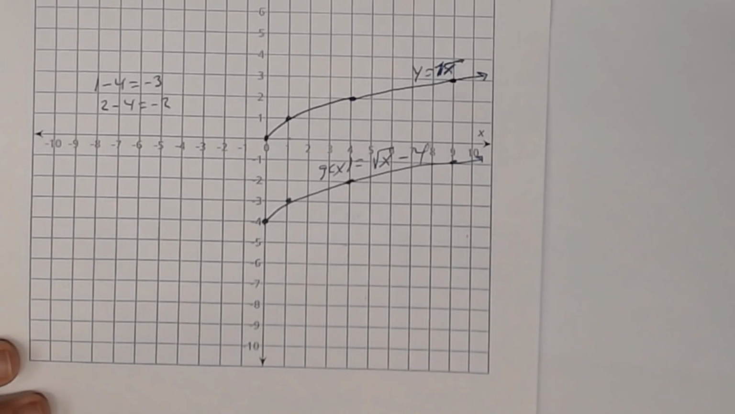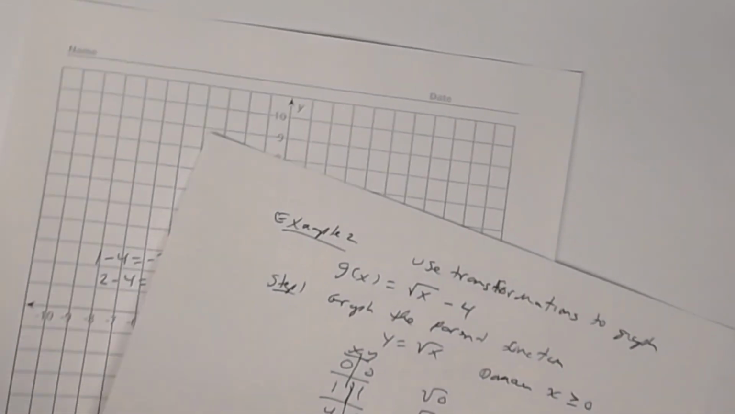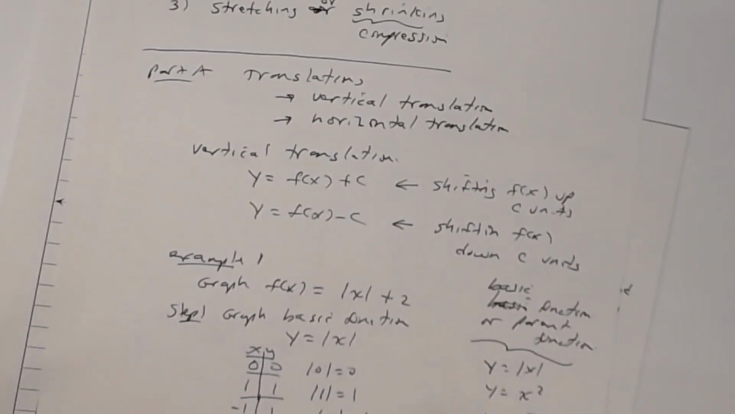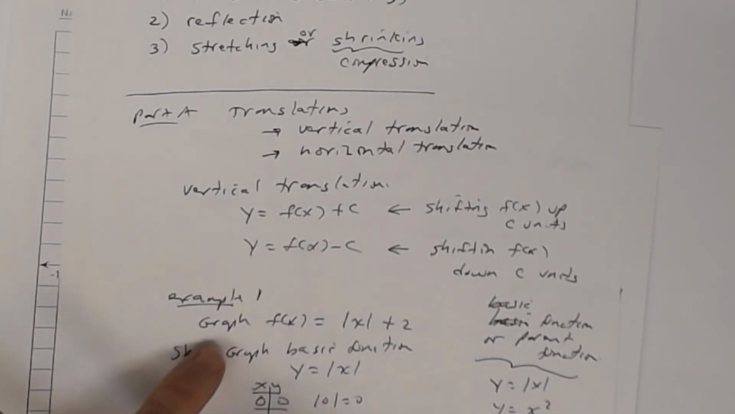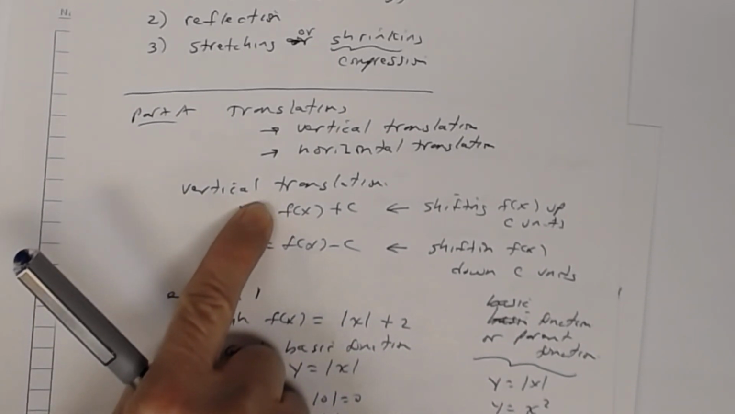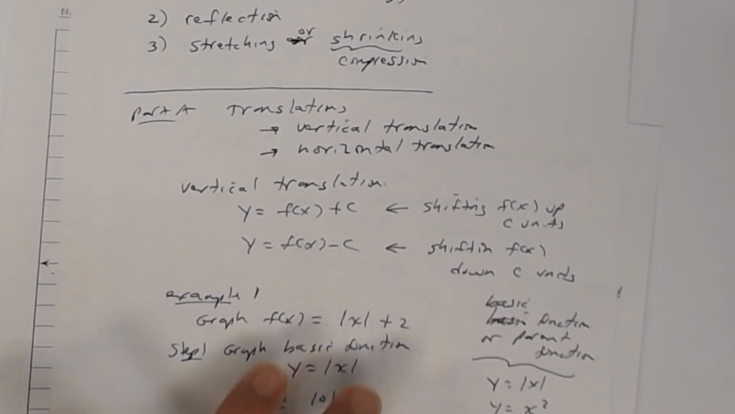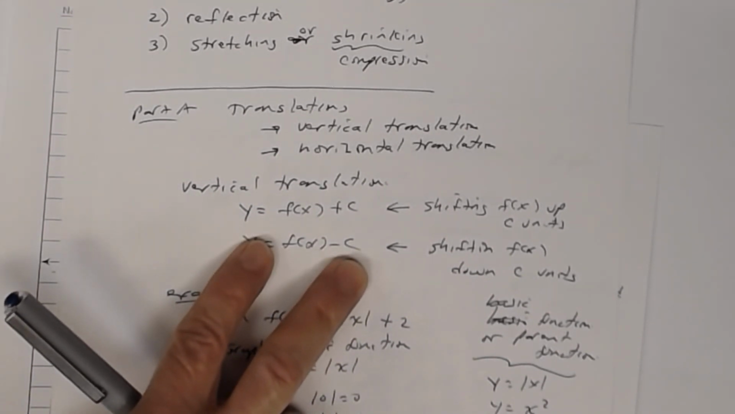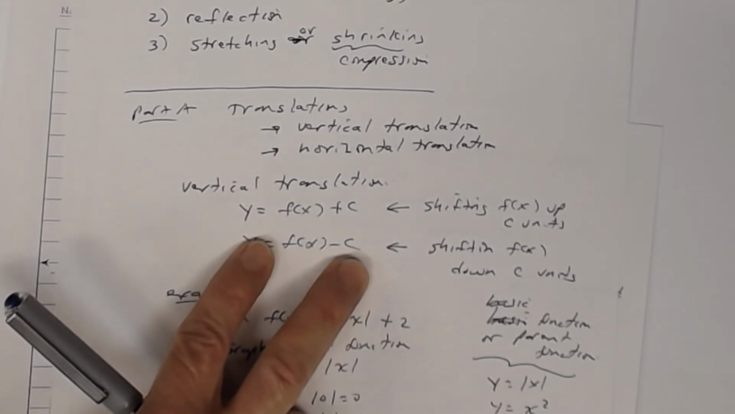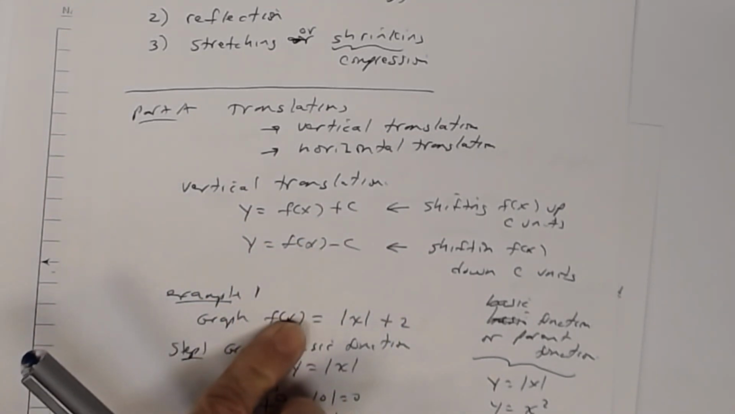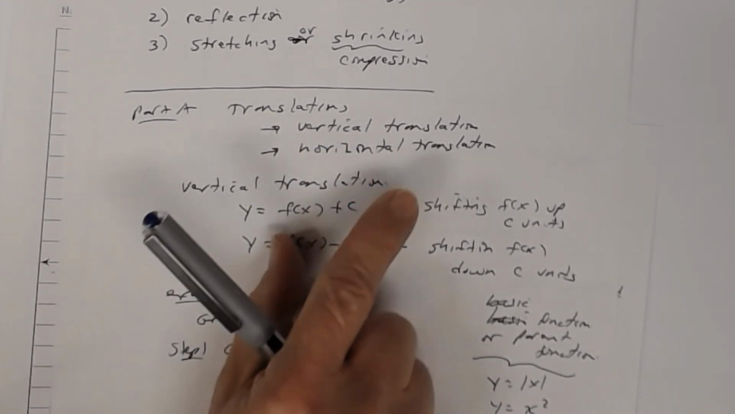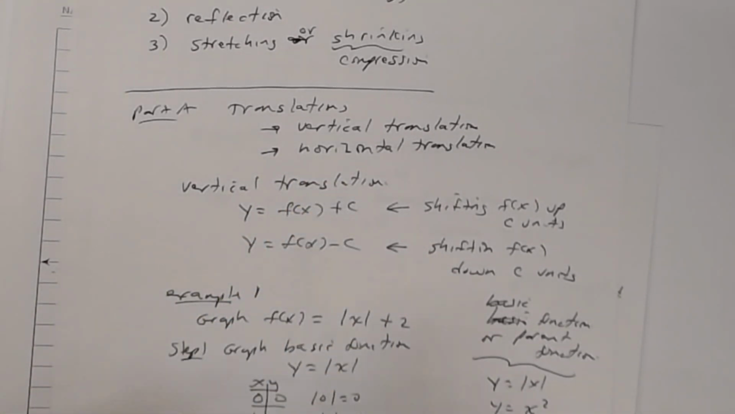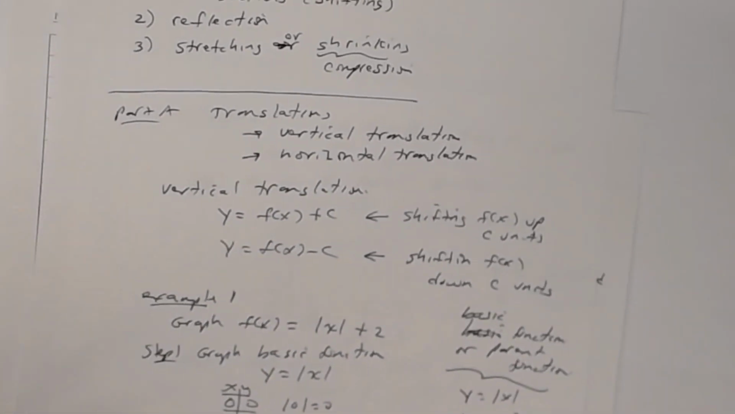All right, let me go ahead and remind you. So this is translation. What we did so far is talk about vertical translation. Vertical translation is the easiest for students. You either go up or down. Horizontal translation is not as easy because students get confused with one part of it. So let's talk about horizontal translation.